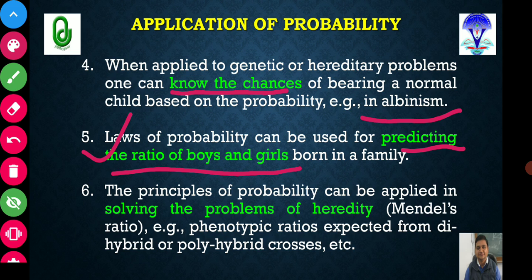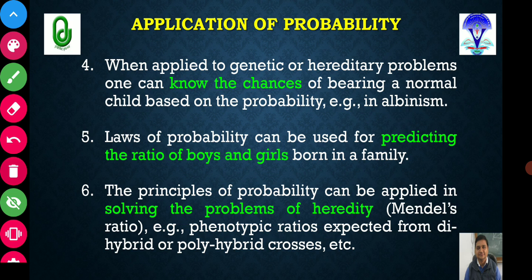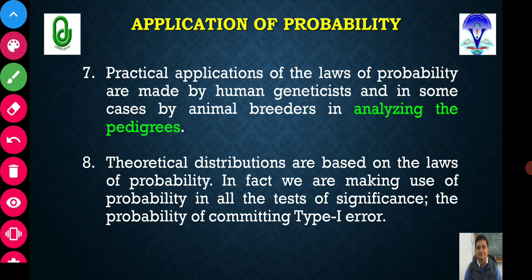So Mendel's laws are all based on probability. That is why the problems of heredity, as we have already discussed, can be solved with the help of probability. The practical application of the law of probability is made by human geneticists, and in some cases by animal breeders, in analyzing the pedigree. So pedigrees can be analyzed with the help of probability.